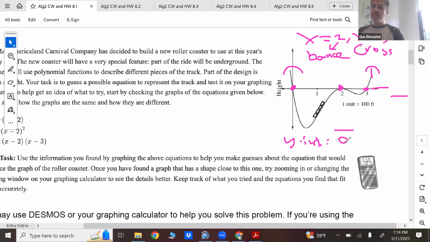Okay, we have our evidence. We see where it bounces, we see where it crosses. Oh, another x-intercept is x equals 0. I forgot about that. That's another x-intercept, and that crosses. And the arrows are both pointing up. So there's a lot of data here.